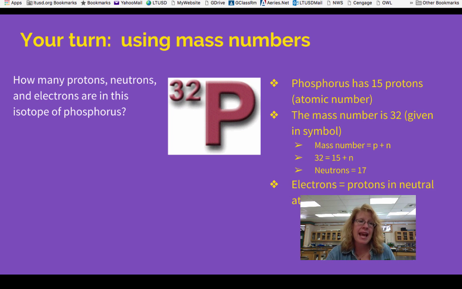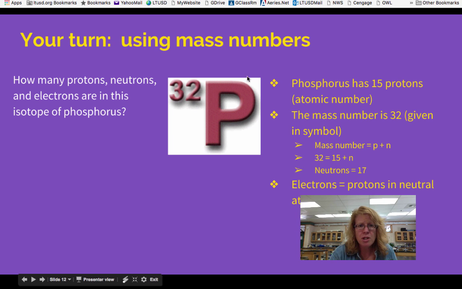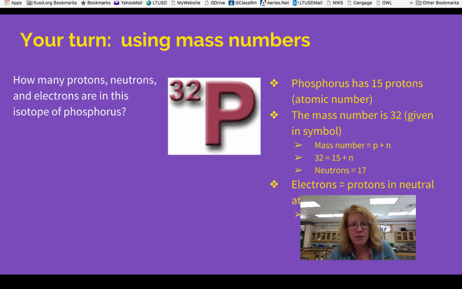Okay, last one: electrons. Because this is an atom of phosphorus, how do I know it's an atom? There's no charge. If there was a charge, it would be up in the top right corner like we've seen in the other ones, and there's no charge there, so you can assume it's an atom and it's going to be neutral. Therefore my number of electrons equals my number of protons. So in this case, it should be 15.